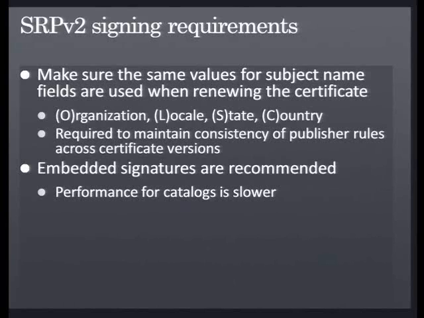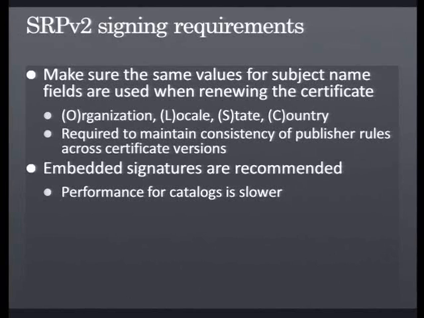Also, as with UAC, embedded signatures are recommended. Although in this case, the reason is catalogs provide a less performant experience. And the check is done when the file is loaded, and that's a time the user is particularly sensitive to delays. So embedded signatures here are greatly preferred.